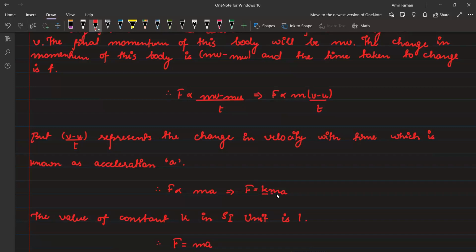This is K, this is M, this is A. F into M into A, and F is directly proportional to M A. F is directly proportional to... Tejas, okay sir, thank you sir.